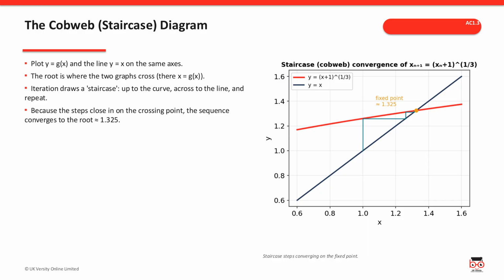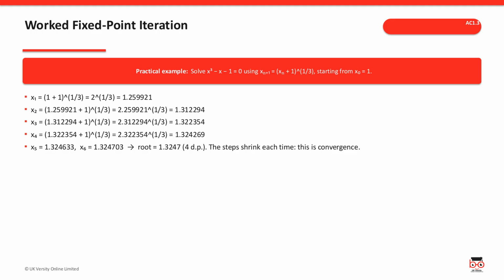There's a lovely way to picture whether an iteration will work using a cobweb or staircase diagram. You plot y equals g of x and the straight line y equals x on the same axis. And the root is exactly where they cross, since that's the place where x equals g of x. Tracing the iteration draws a staircase, up to the curve, across to the line, and repeat. If those steps close in on the crossing point, you can watch the sequence converging on the root, which here is about 1.325.